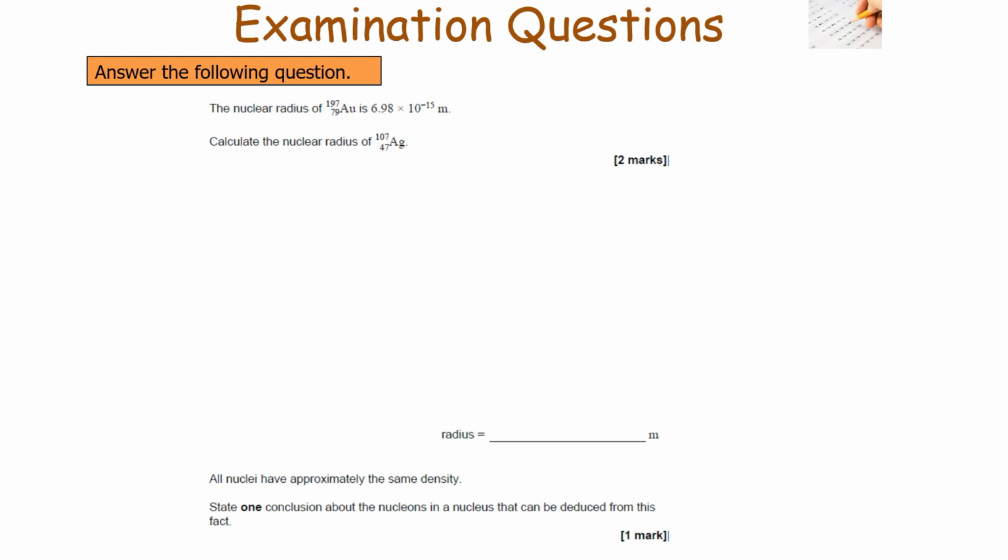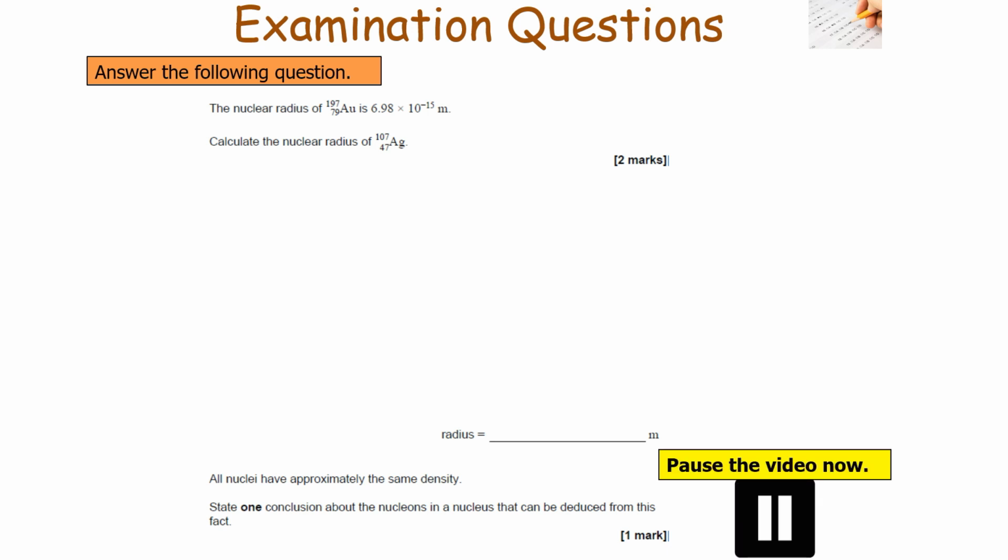The next question says the nuclear radius of the gold nucleus is 6.98 times 10 to the minus 15 meters. Calculate the nuclear radius of silver. Then, all nuclei have approximately the same density. State one conclusion about the nucleons in a nucleus that can be deduced from this fact. So pause the video now, then unpause the video when you want to go through your answers.